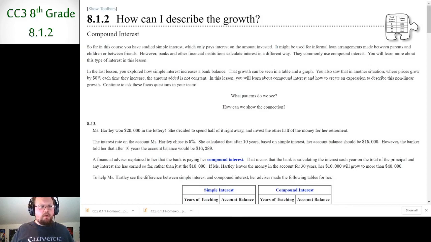We're going to continue our discussion on simple versus compound interest briefly, and then I'm going to introduce you to some exponent rules that are going to be absolutely critical for you in the future.